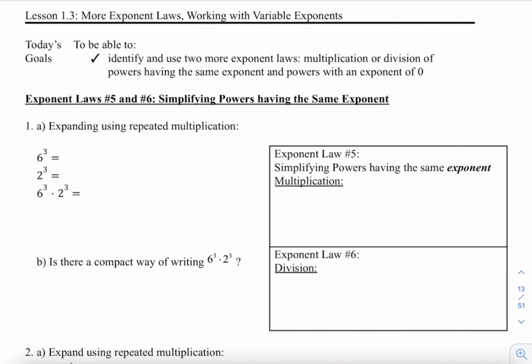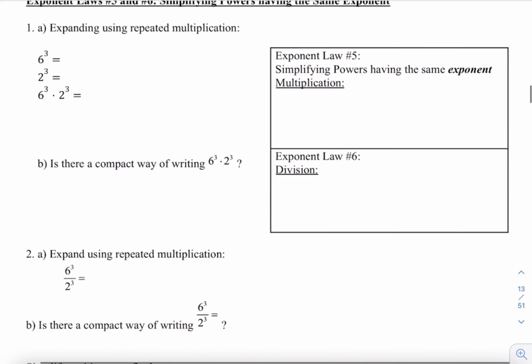Hi everyone, this is lesson 1.3. We're going to learn a few more exponent laws. All right, let's just get right to it.